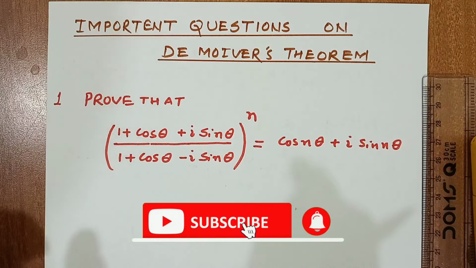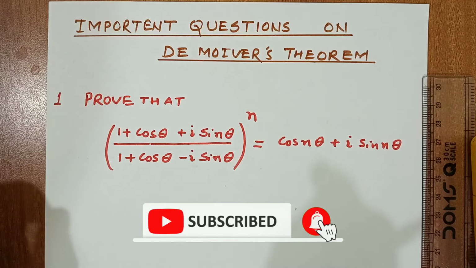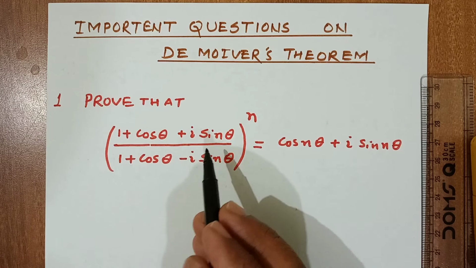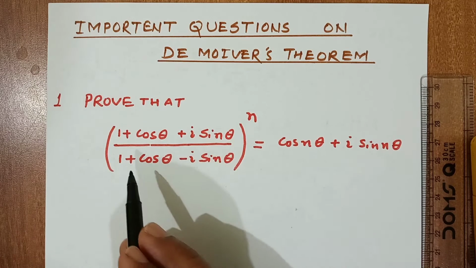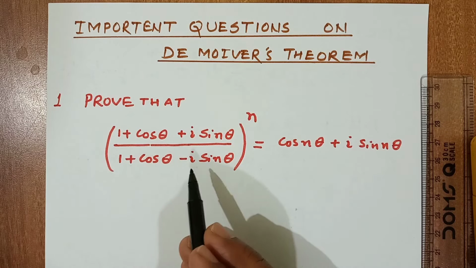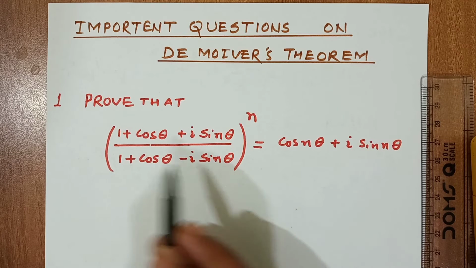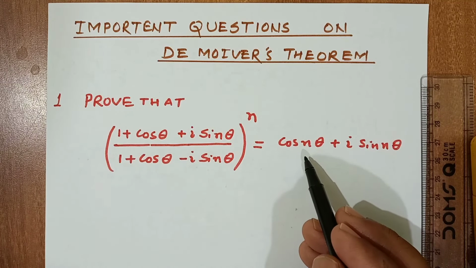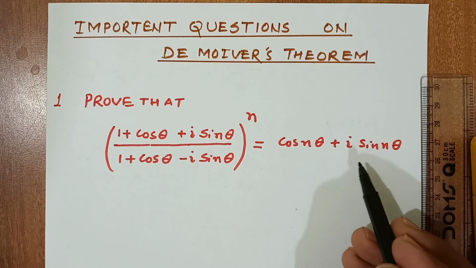Important questions on De Moivre's theorem. So the first question is, prove that (1 plus cos theta plus i sin theta) upon (1 plus cos theta minus i sin theta), whole to the power n, is equal to cos n theta plus i sin n theta.